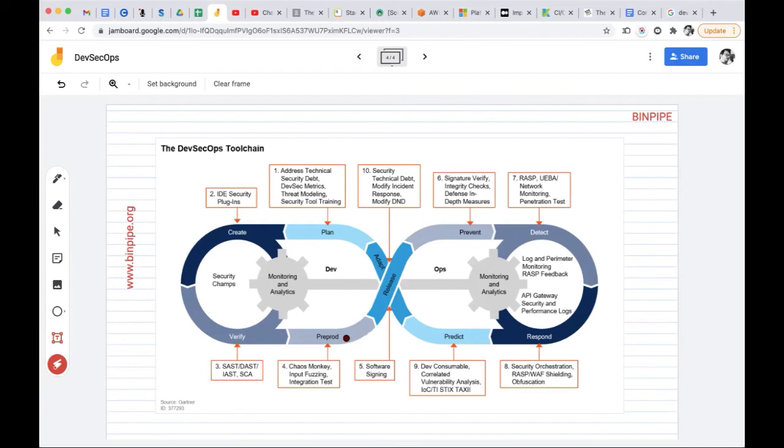So once this is done and it passes the pre-prod environment, it moves on to the software signing phase, and that's when the software is released. And there is a prevent phase where signature verification, integrity checks, defense in-depth measures are done. And then there is another set of tests, RASP, UBA, network monitoring, penetration tests that is being done here.